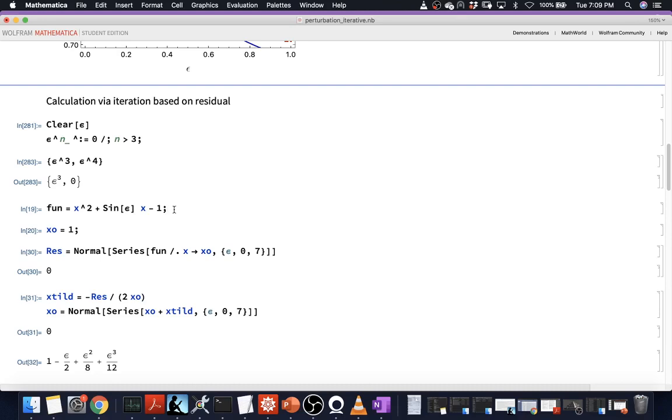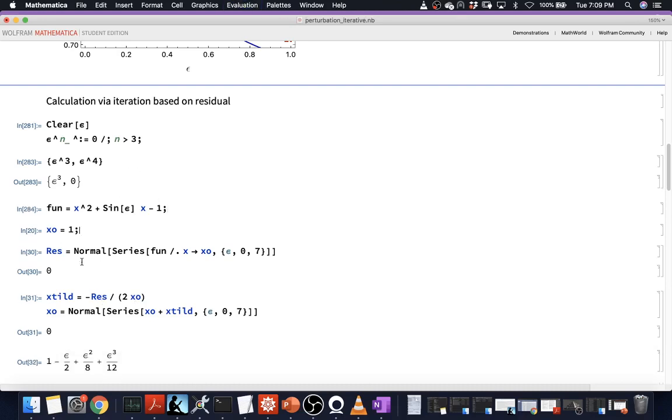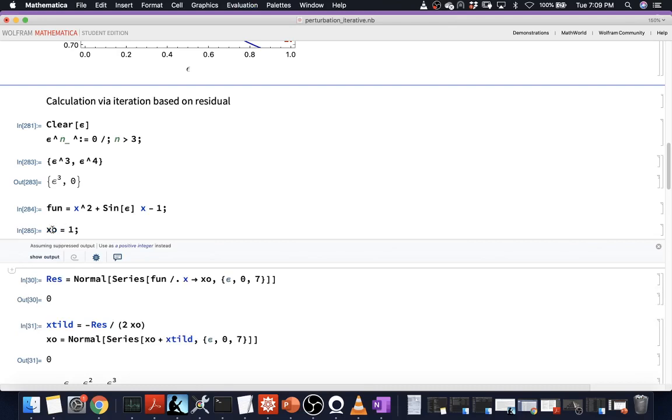Now remember, what we would still have to do is go to paper and derive the iterative formula, which we said was right here. The new x tilde is the residual at x naught divided by 2x naught. So then all we have to do is specify x naught. I start with x naught equal to 1, the natural thing to start with, which is the solution of the simple problem when epsilon is 0.